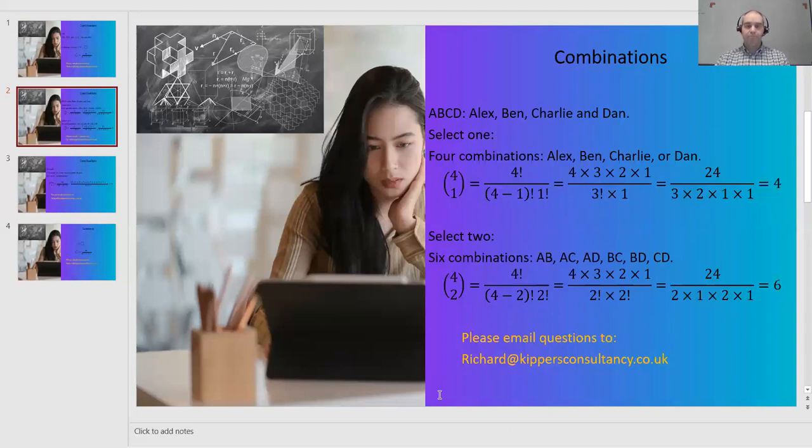6 combinations. So looking at the maths, we can write this as 4 choose 2, 4C2, is equal to 4 factorial over 4 minus 2 factorial times 2 factorial, which is equal to 4 times 3 times 2 times 1 over 2 factorial times 2 factorial, which is equal to 24 over 2 times 1 times 2 times 1, and that comes out as 6. 4C2 is equal to 6, and as I've shown, if we select 2 students from 4 students, there are 6 possible combinations of selecting those students from the group of 4.